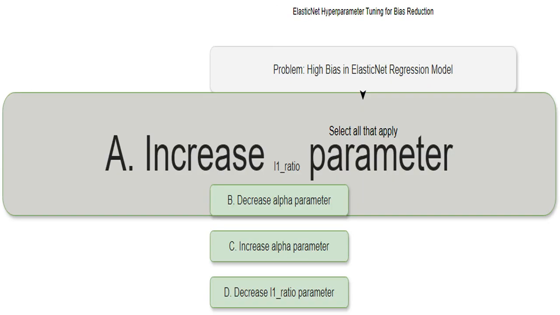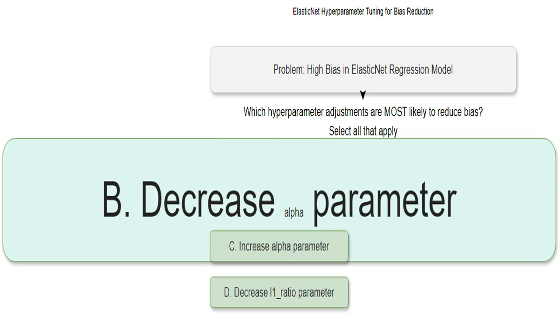Increasing the L1 ratio parameter pushes the model towards lasso regression, pure L1 regularization. Lasso tends to produce simpler models that can have more bias. Therefore, this option is unlikely to reduce the bias. This is incorrect. Decreasing the alpha parameter reduces the strength of regularization. A weaker regularization allows the model to become more complex, potentially reducing the bias and improving its accuracy. This is a correct option.